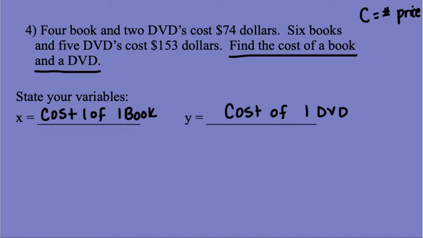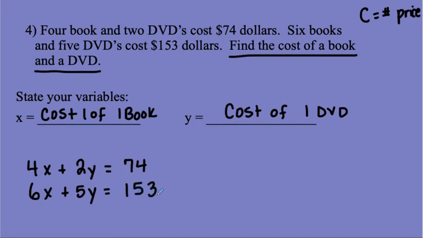Okay, so now we know that 4 books and 2 DVDs cost $74. So 4 times the cost of 1 book plus 2 times the cost of 1 DVD would be equal to $74, the total cost. Looking at the second sentence, 6 books: 6 times the cost of 1 book plus 5 times the cost of 1 DVD would be equal to $153. So we set up this system of equations, and now we have to decide what the best method would be to solve, the most efficient method.